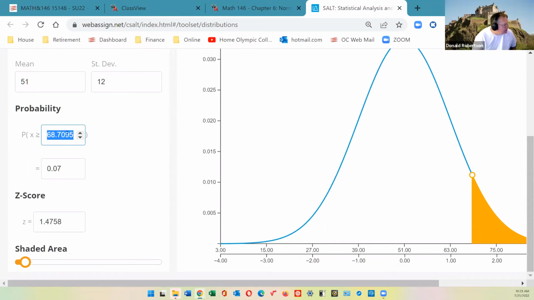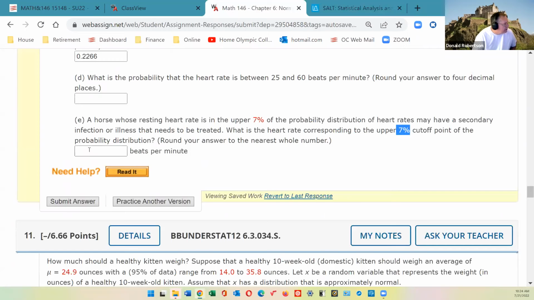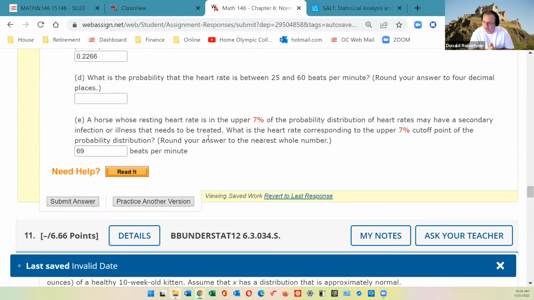And so, copy that. Now, what do they want? Nearest whole number, okay? So that rounds up to 69. So evidently, if you're a vet, or at least a vet that specializes in horses, you would have as a rule of thumb, check the heartbeat. If it's 69 or more, that's a bit on the high side. You know, maybe I should check things.